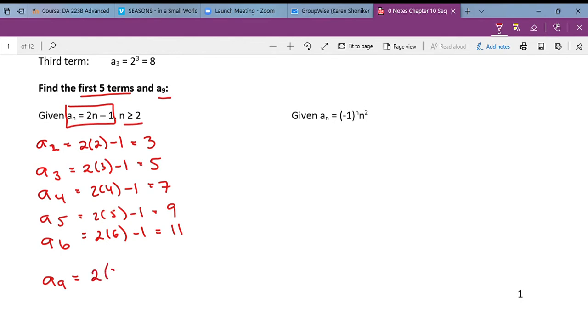So if they say a9, then you're literally just putting 9 into the sequence. You're not finding the 9th term in the sequence. So a9 would be 18 minus 1, which is 17.